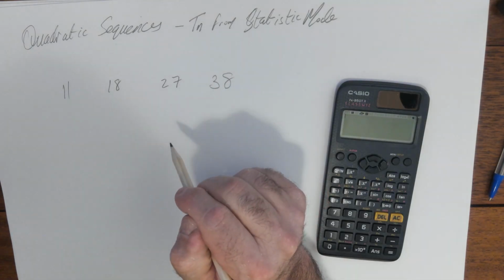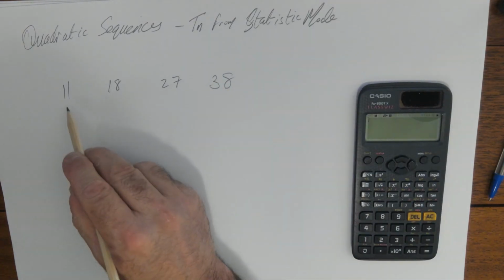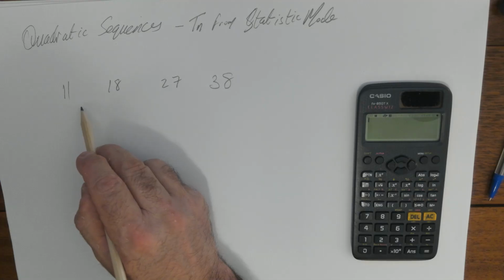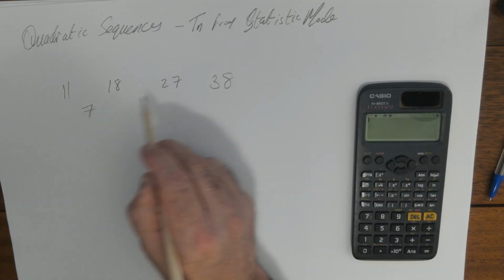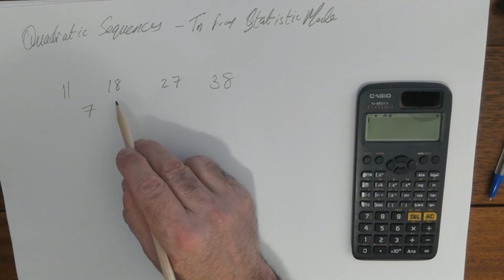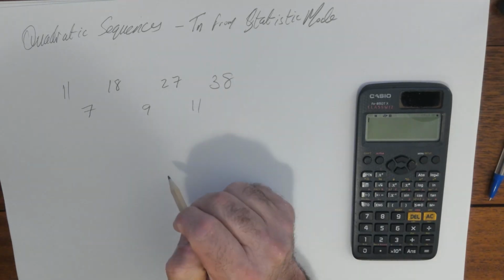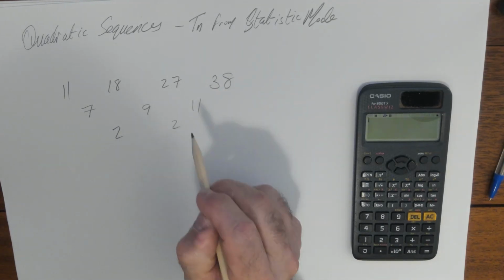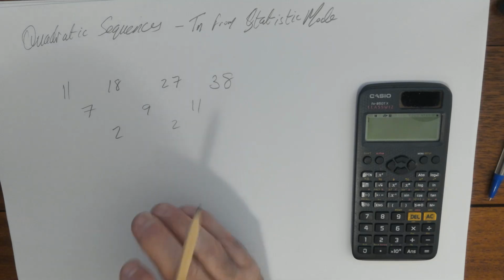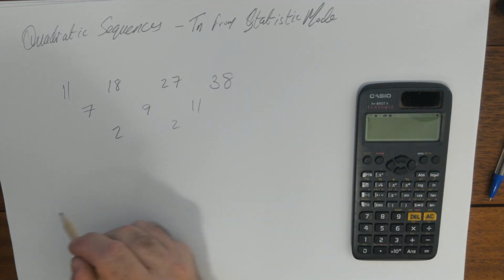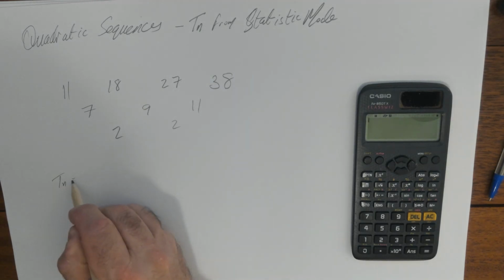So you see, let's start analyzing the situation here. My first difference here is 7. My first difference here is 9, and my first difference here is 11. My second difference is 2 and 2. Now that's fine, and we know from before. I'll just show you the other ways we have done this.